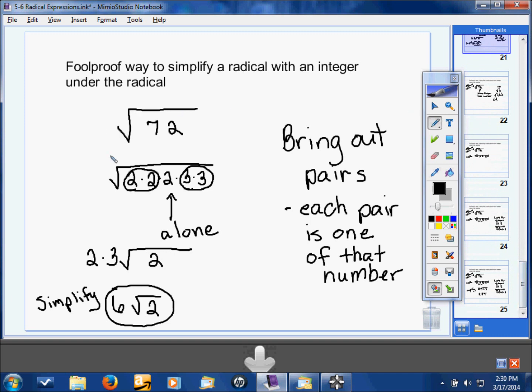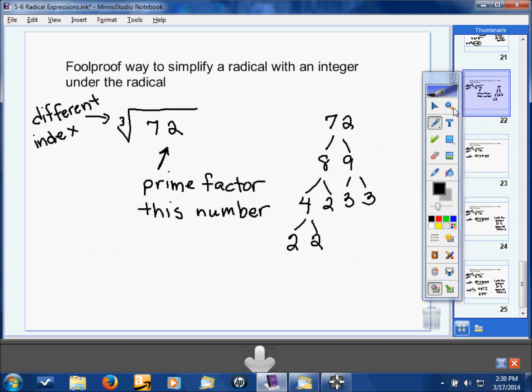So for a square root, you factor and you bring out pairs. Okay? Let's look at 72 if the index is changed. Let's look and see what happens if we have a 3. We're going to do the same exact process. 72 still factors the same way.